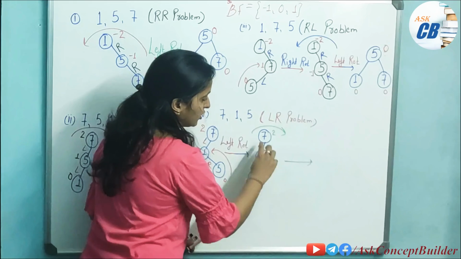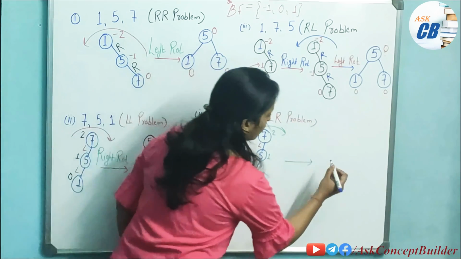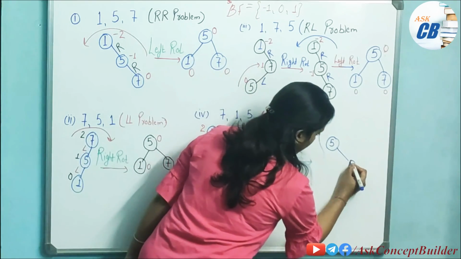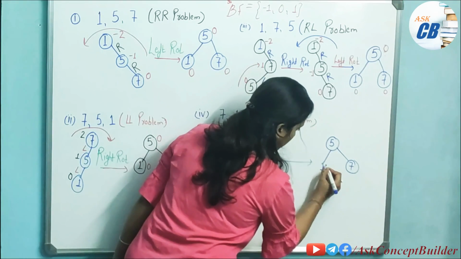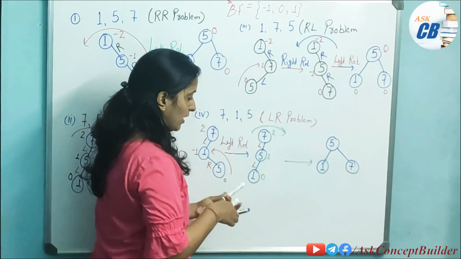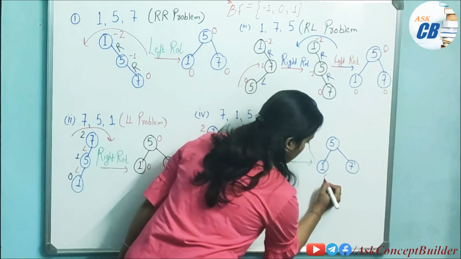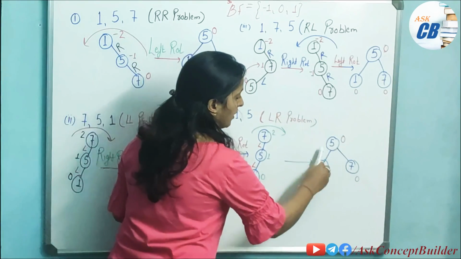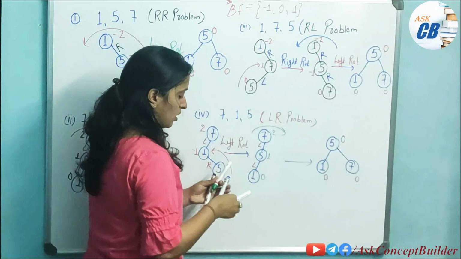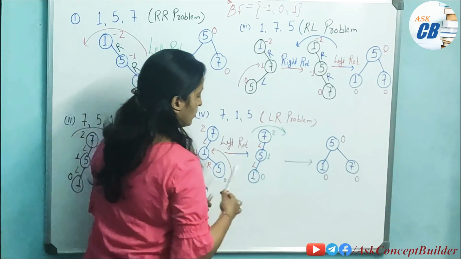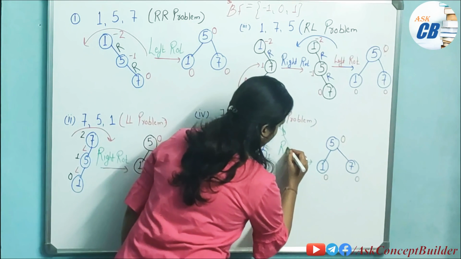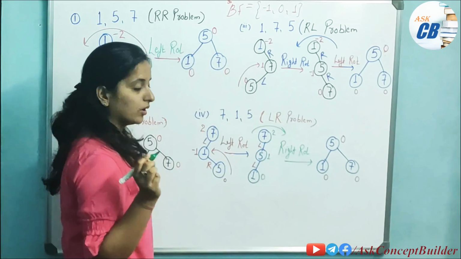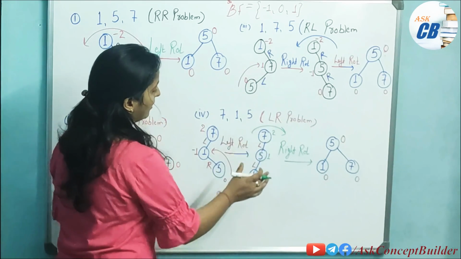Now on performing the right rotation, 7 will come down and 5 will become your root node, so the tree will become 5. 7 is coming down, and this is your 1. Fine. Now again what do you have to do? Find the balance factor for each and every node. So this is 0, this is 0, and this is again 1 minus 1, which is 0. Now the balance factor for every node is in the range. So now this is your balanced tree. Which rotation have you performed here? You have performed the right rotation. Okay, so this is your LR problem solution.